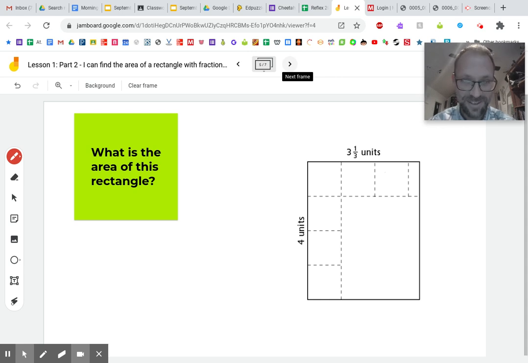Welcome back. Okay, we see another rectangle. It has a fractional side length, and it has some of the boxes in the middle filled in, but not all of them. Now, what was the first step we did in the last 2 problems? That's right. We started by filling in the rest of the boxes. So let's go ahead and do that.